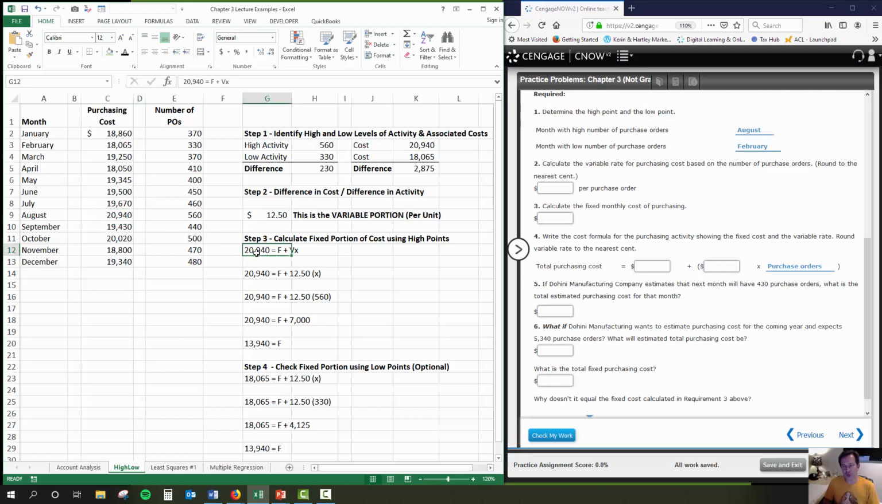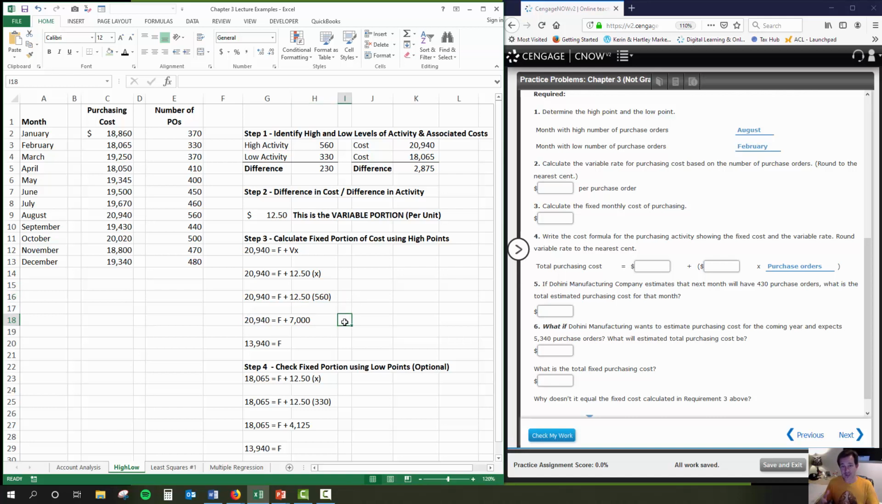I'm going to set that equal to our cost formula. Total cost equals fixed plus variable. My total, 20,940, is equal to fixed plus the variable component. Well, I know the variable component per unit is $12.50, just calculated in step 2. 20,940 equals F plus $12.50 multiplied by the level of activity. The level of activity at that 20,940 level was 560. So 20,940 equals F plus 12.50 times 560. You do the math there, we get 7,000. 20,940 equals F plus 7,000.